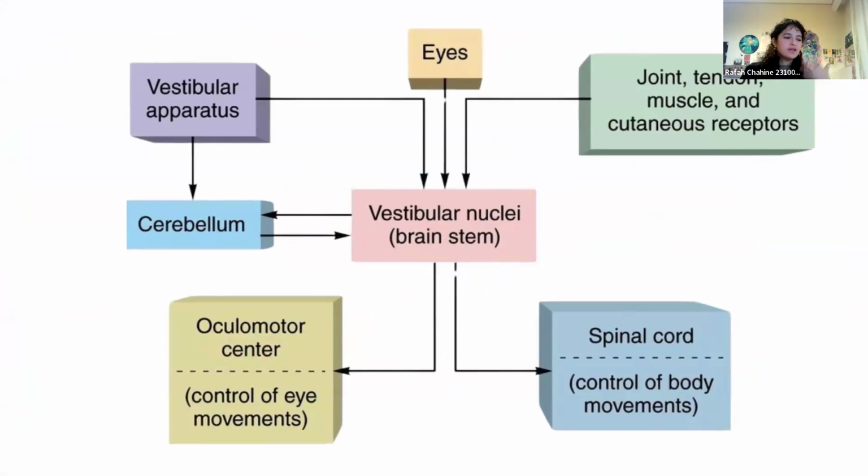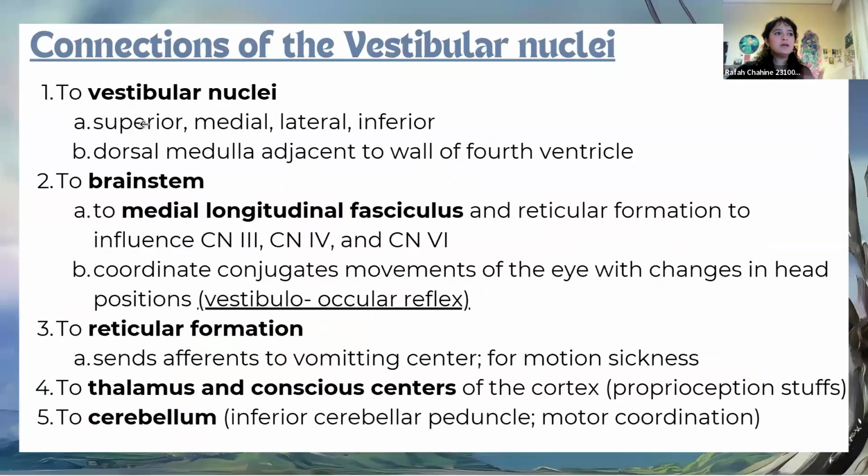It's just kind of memorization, and I can recap. The vestibular nuclei are at the dorsal medulla, adjacent to the fourth ventricle. Then to the brainstem, we said it goes to the medial longitudinal fasciculus and the reticular formation in order to influence cranial nerves 3, 4, and 6, and that is to control the vestibulo-ocular reflex. And then it can also go to the reticular formation, which will send afferent neurons to the vomiting center for motion sickness, and to the thalamus and conscious centers for proprioception, knowing exactly where you are, what position your body is in, all that kind of stuff. To the cerebellum, specifically the inferior cerebellar peduncle, that is for motor coordination.